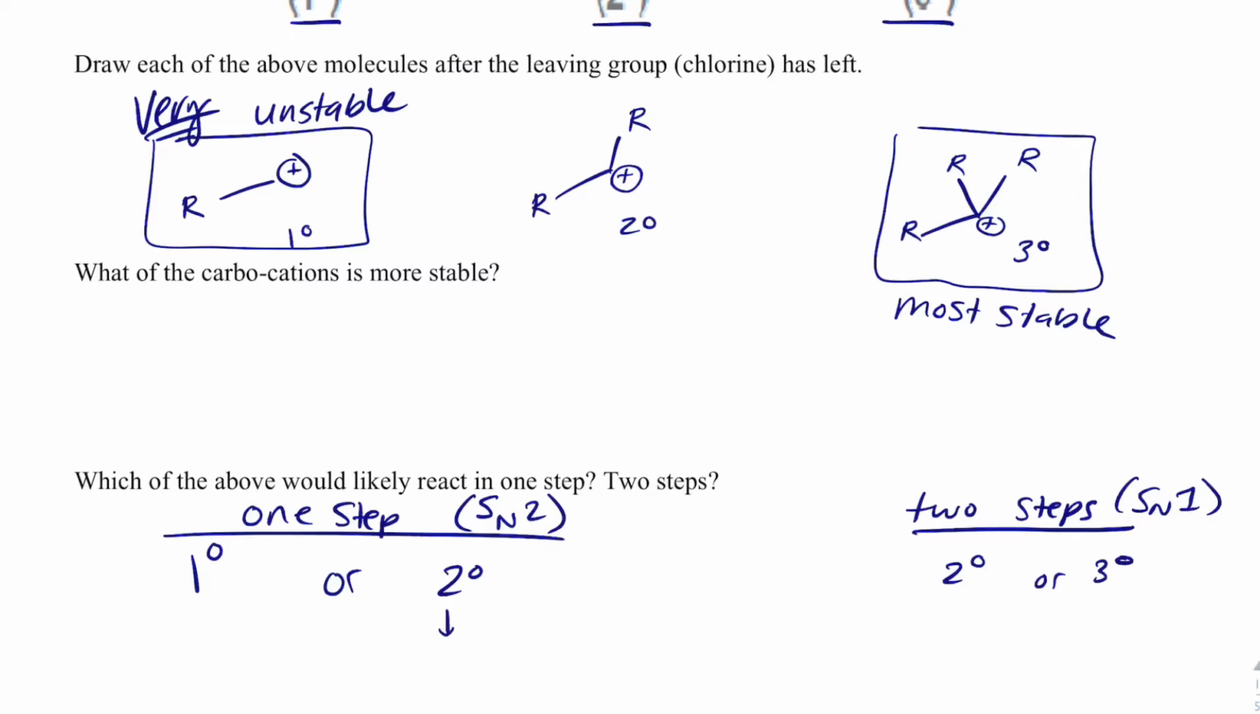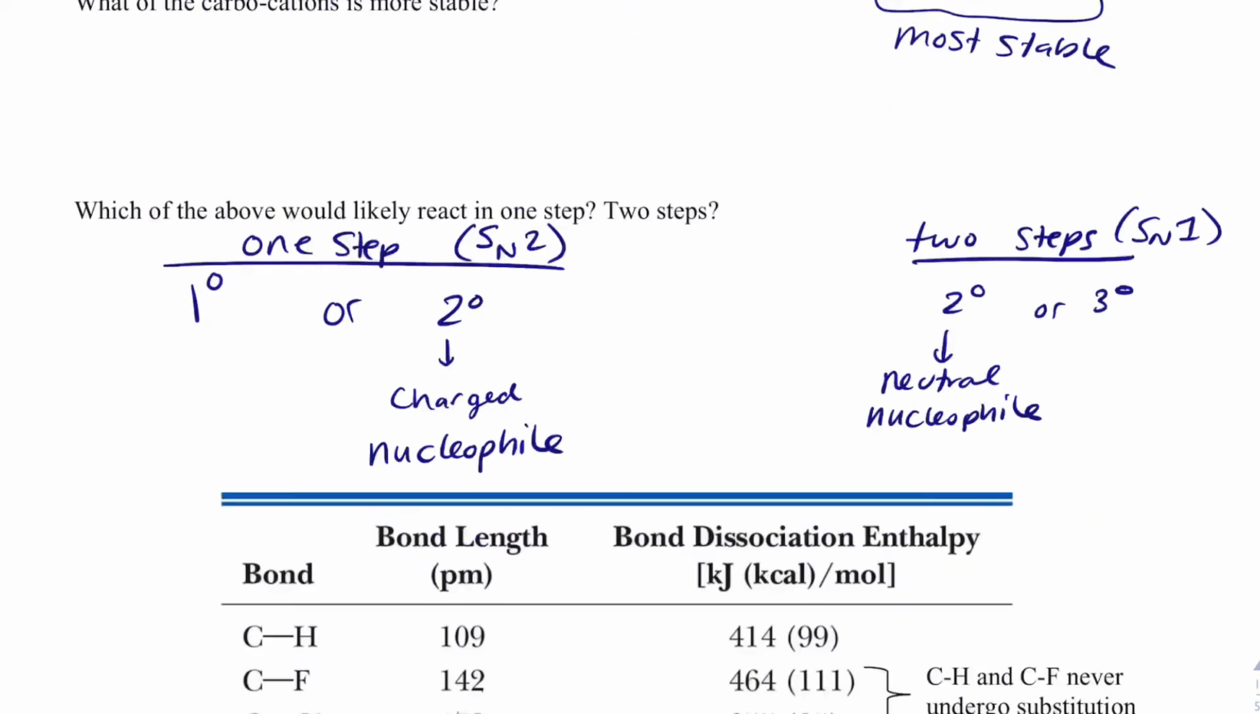And if it's going to occur in one step for secondary, it's going to be a charged nucleophile. And here, if it's going to occur in two steps, it's going to be a neutral nucleophile. Okay, and that'll make sense later on. I just want it down on paper. That way, when it comes up, you have it there to reference back.